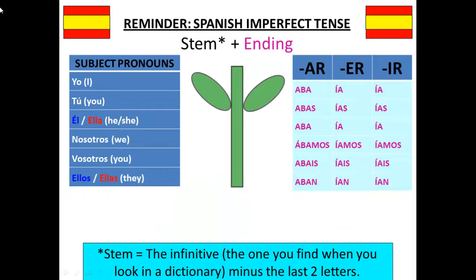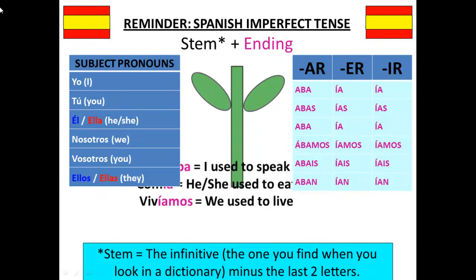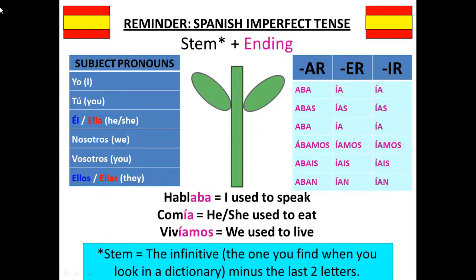Here's a reminder of how it works. For the Spanish imperfect tense, you need the stem plus the ending. And remember, the stem is the infinitive, the one you find when you look it up in a dictionary, minus the last two letters. So here we see three examples. Hablaba, I used to speak. Comía, he or she used to eat. Vivíamos, we used to live, or were living.